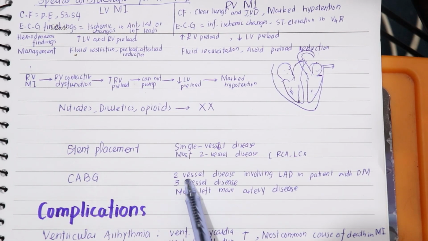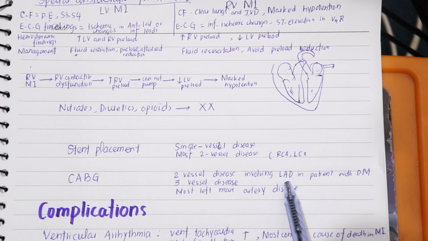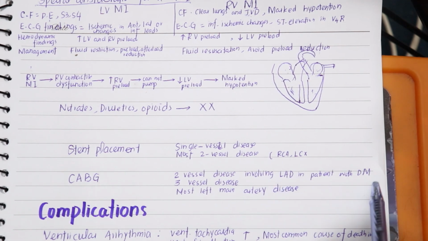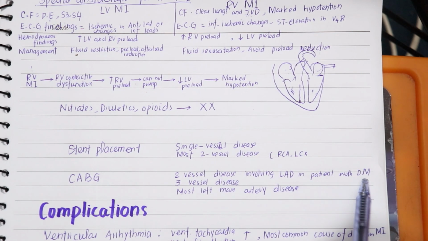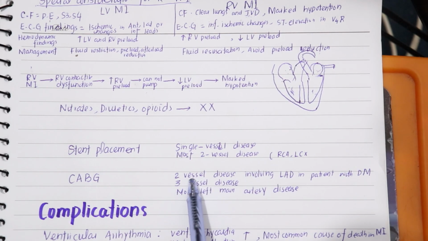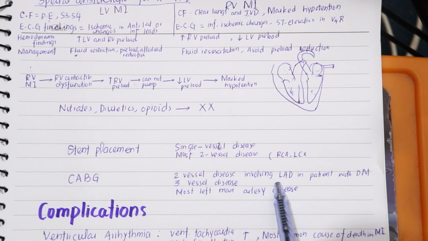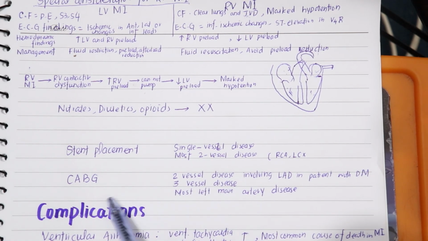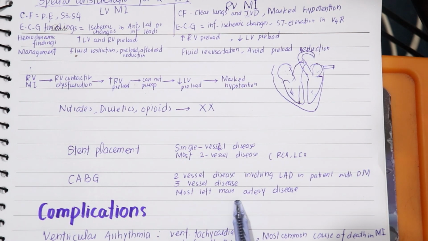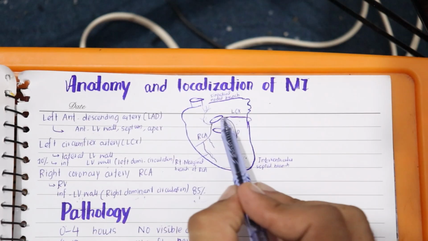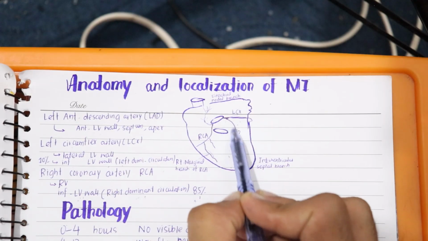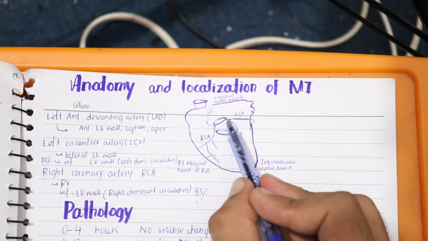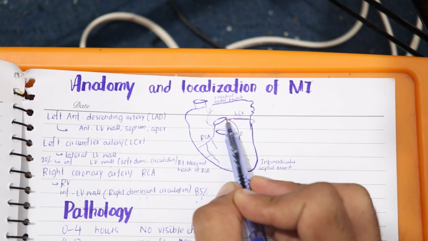Its indication is two vessel disease involving the LAD, left anterior descending, in a patient with diabetes mellitus. The patient is having diabetes mellitus, and it is also involving two vessels. One vessel is LAD, so you will go for CABG. The third indication is left main artery disease like this. This is the main artery. It is further divided into left circumflex and LAD. So if there is infarction here in the main artery, then you go for CABG.